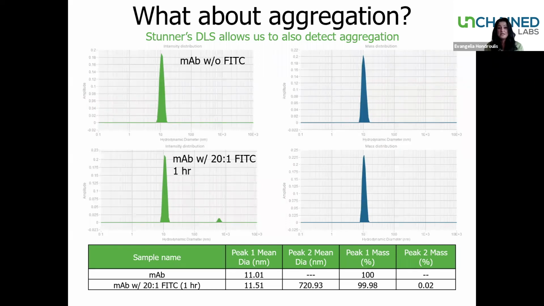That's why we see the peak here showing up in the intensity distribution for the 20:1 Fitzy 1 hour sample, but we don't see that peak in the mass distribution. So this is something where you have a little bit of aggregation occurring that perhaps could be filtered out of your sample.